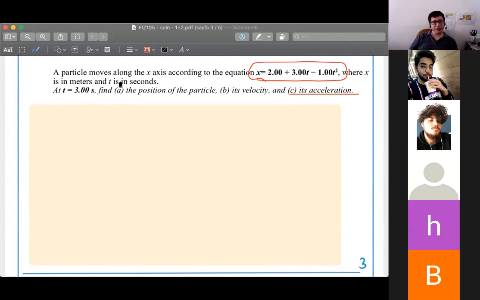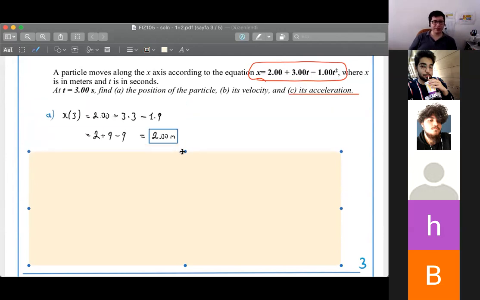Okay. For this certain moment, what's the position of this particle? We just put t equals 3, wherever we see t here. There you go. 2 comes here. 3 times 3, okay? This is t. Minus 1 times 9, okay? So, you calculate this, you get 2 meters. That's the position of the object at t equals 3. Part B, let's find the velocity.